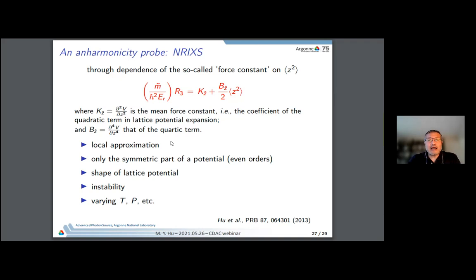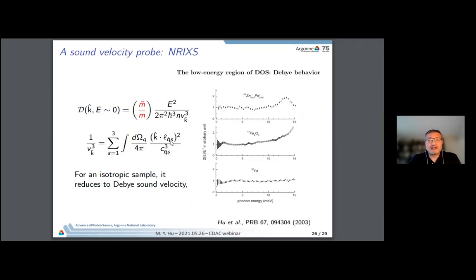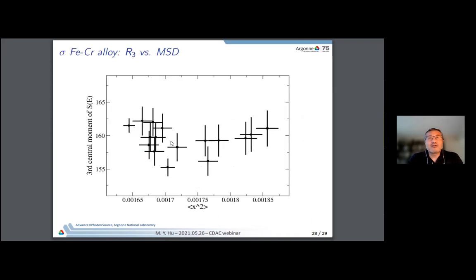So as an example, this is the sigma phase of an iron chromium alloy. At low temperature, it goes through a magnetic transition. If you plot this so-called force constant, or third moment, versus the mean square displacement, which you can get from the F factor as well, both axes are measured quantities, and you plot them, and you get this.